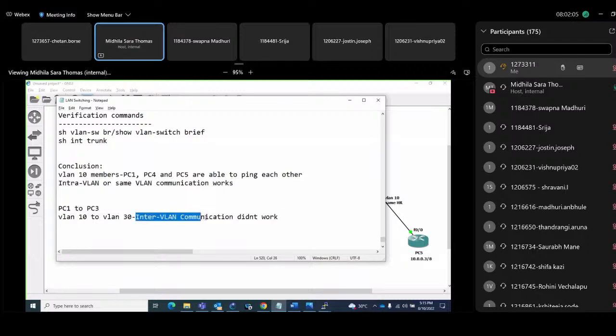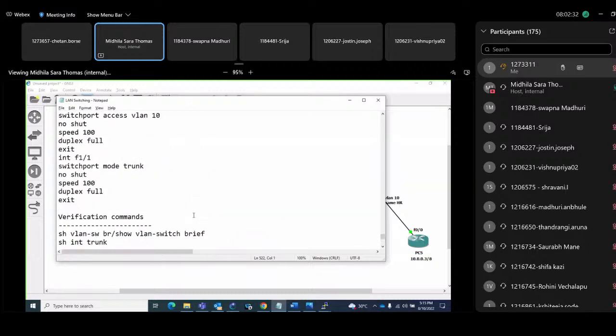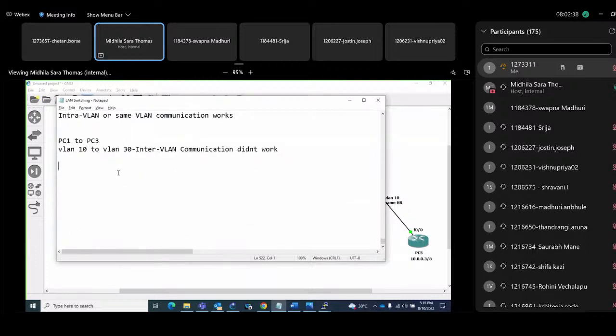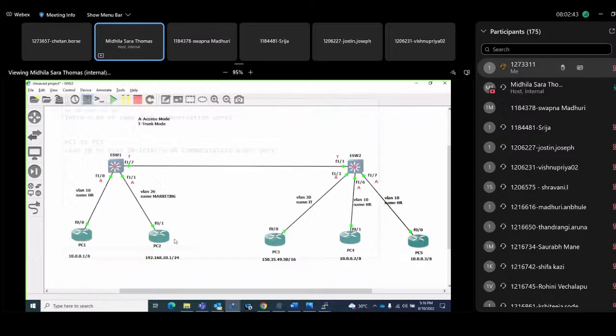How does inter-VLAN communication work? We are going to learn it tomorrow, not today. I just wanted to tell you how to do the VLAN configuration and same VLAN communication. How does it work, part 2? Tomorrow, inter-VLAN communication. How can we make it work? That's why I told you tomorrow I am going to make some changes in the configuration here and there. So prepare this very well. Whatever you have learned today, prepare it very well.